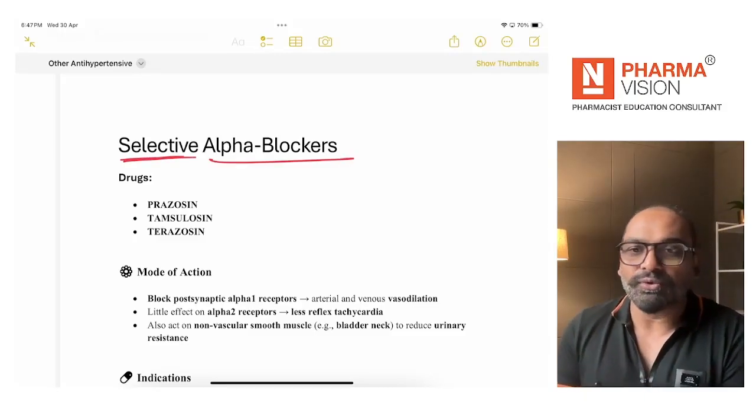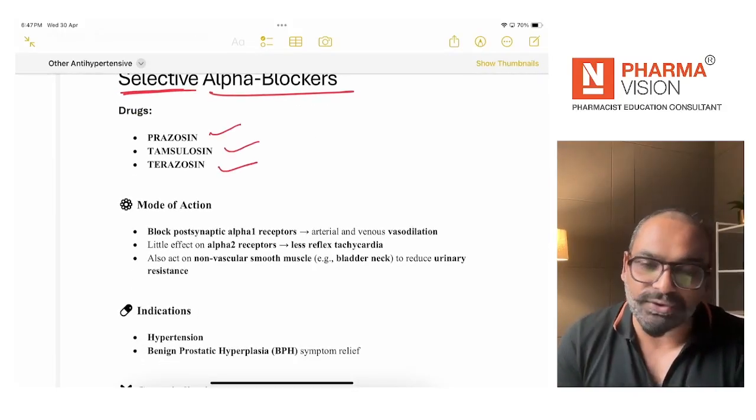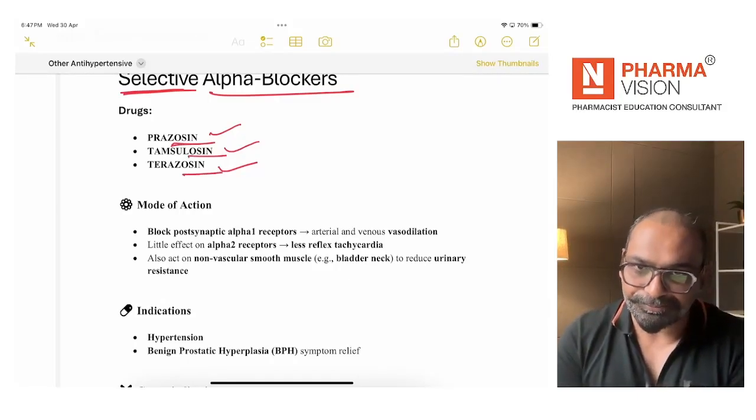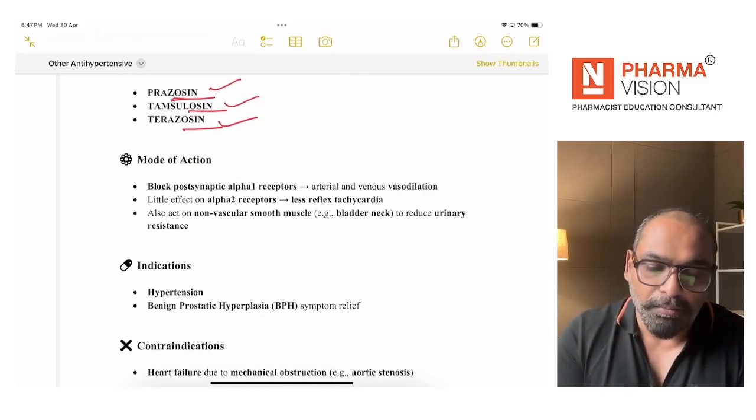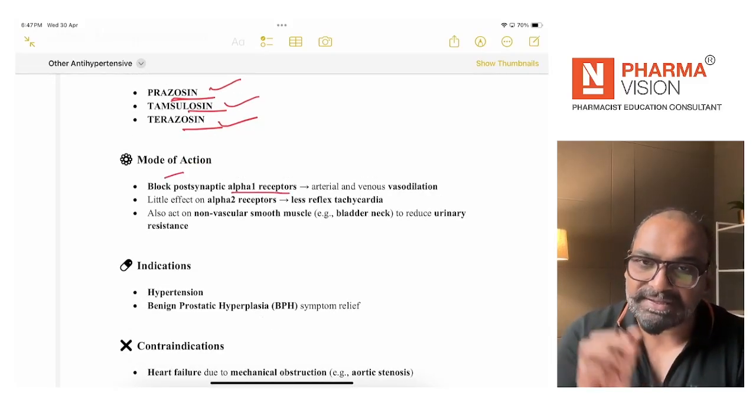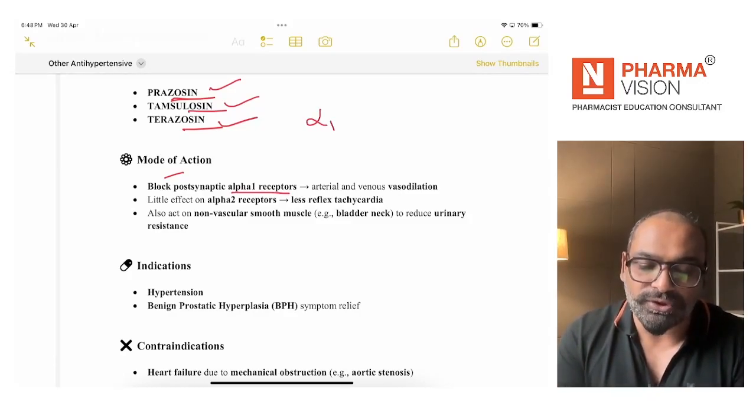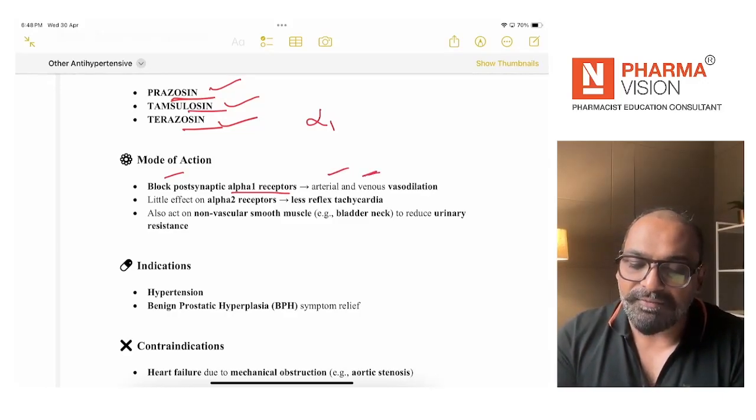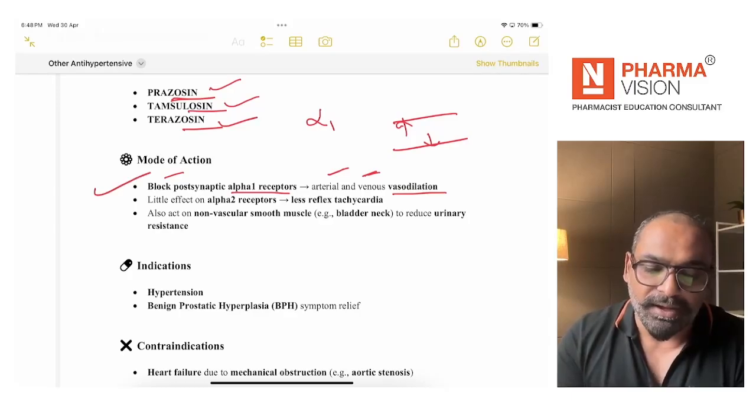When we are talking about the selective alpha blockers, the names are prazosin, tamsulosin and terazosin. "Zosin" is a very common word you can remember. They block the alpha 1 receptor. This is a specific medication that blocks the alpha 1 receptor, that is, post-synaptic alpha 1 receptor blocking. Arterial and venous vasodilation, so broadly that's blood vessel dilation. That is the most common effect.